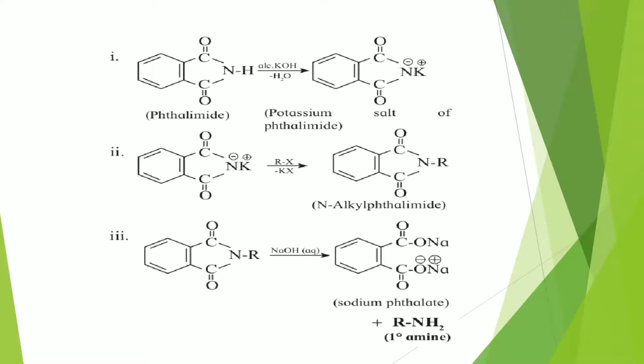If you take 2 times NaOH, ONa will be attached to the 2 carbonyl groups, and the remaining 2 hydrogens will combine with nitrogen to form primary amine RNH2. So by Gabriel phthalimide synthesis, we can prepare primary amines in 3 steps. First step is the formation of potassium salt of phthalimide, second is N-alkyl phthalimide, and third is that the N-alkyl phthalimide will react with aqueous NaOH to form sodium phthalate and primary amine. This is Gabriel phthalimide synthesis.